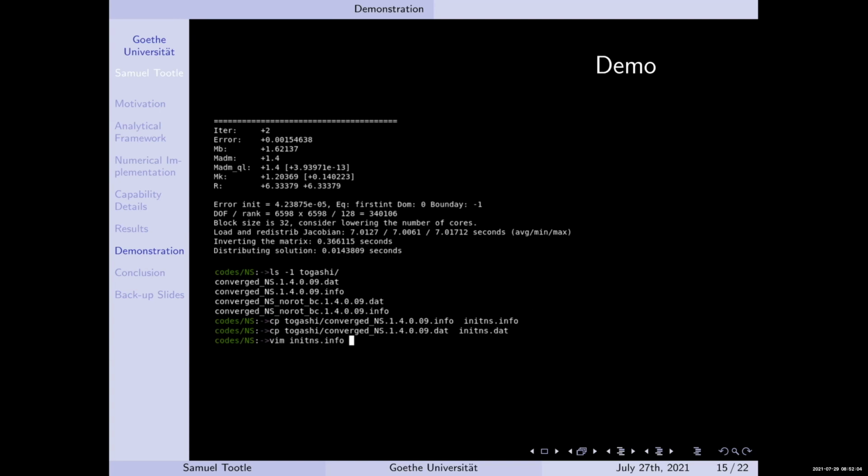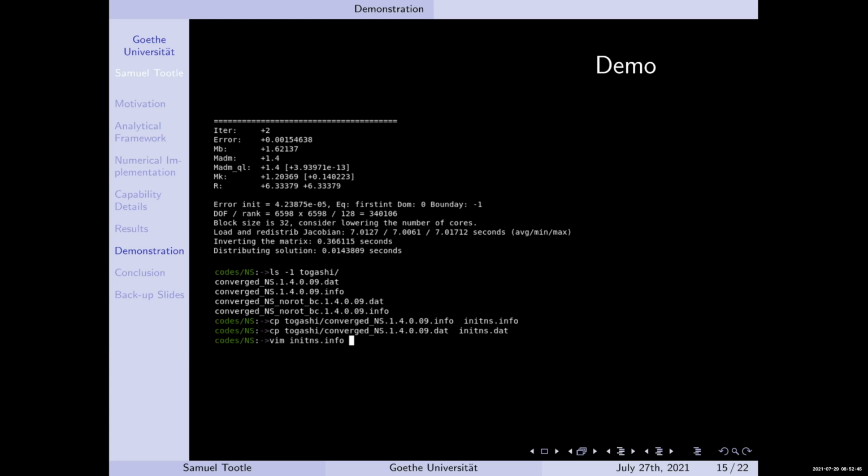So I've saved this all to Togashi. You can see a Togashi folder, and this converged name. So it's all in the same format. It's always converged NS, and then you have mass, spin, resolution, and then .dat and .info. It's important to know that there is no equation of state written in the output name. So if you do two different equations of state with the exact same parameters, they could get overwritten. So it's important to put it into folders, and that can be put into the solve command. So yeah, it gets outputted into the directory of choice.